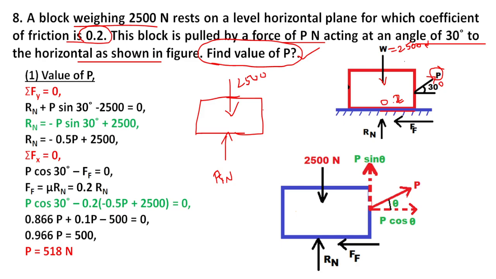This block is pulled by force P at the angle of 30 degrees in the forward direction. The friction is acting opposite to the pulling force.